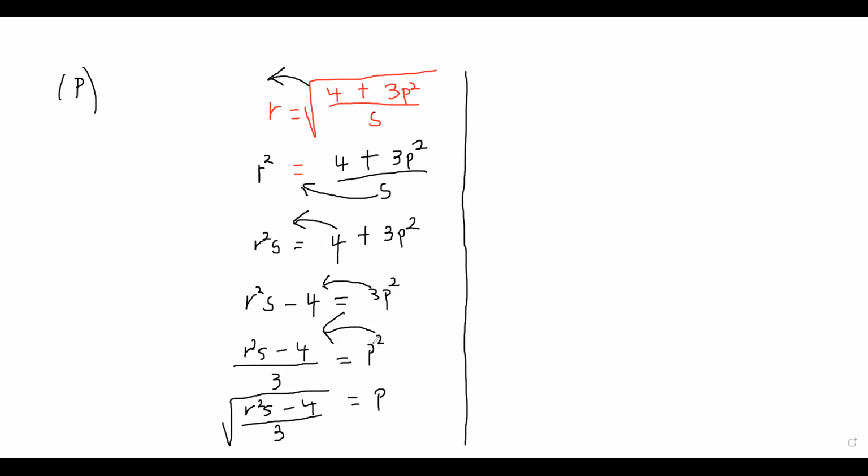Then we take over the 3. And 3 is multiplying the p squared. So when we take it over, we need to go over and divide. So that's why we come here and divide. Then lastly, we take over the square. When we take over the square, you need to go over and square root everything on the other side. So you square root the entire r squared s minus 4 divided by 3, right? Is that clear?